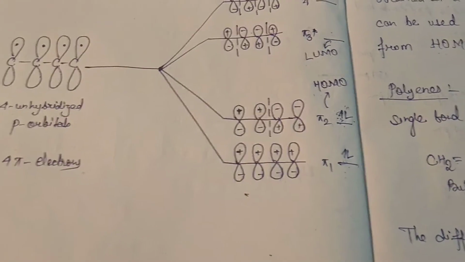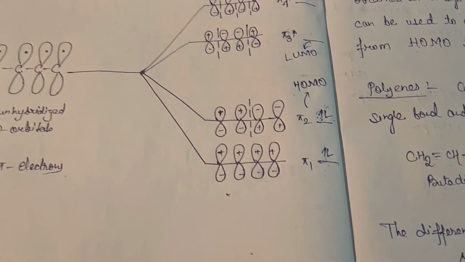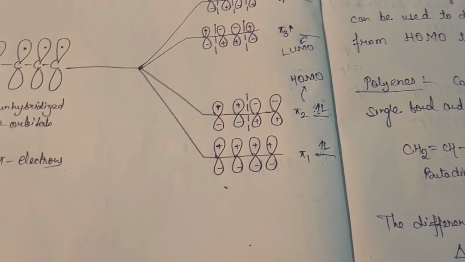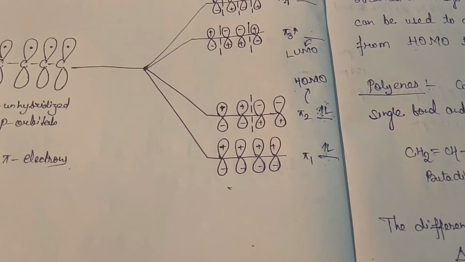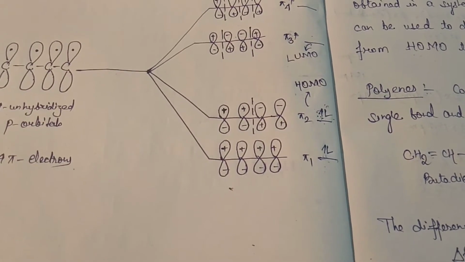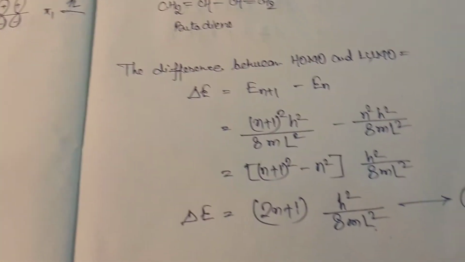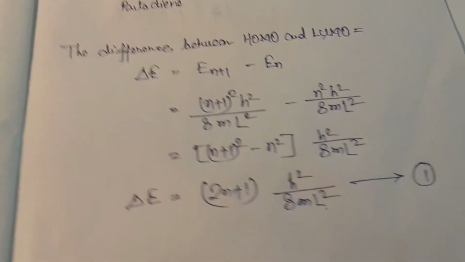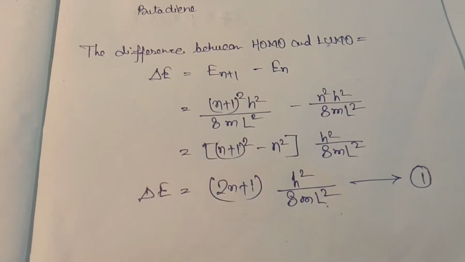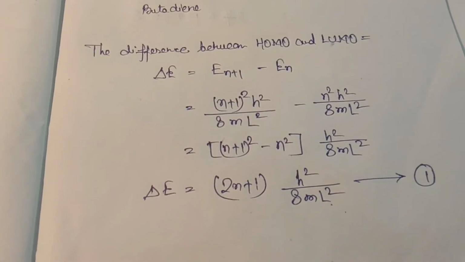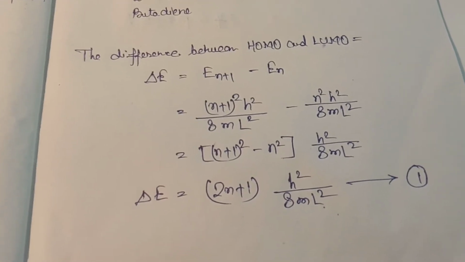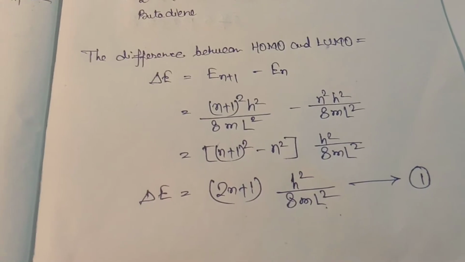As you can see, the transition is occurring from HOMO, and HOMO is the second molecular orbital, that is the second energy level. So the value of n here is 2, because from the second energy level the transition is occurring. And for the value of m, since we are dealing with electrons, the particle is actually the electron. That's why we can place the mass of the electron in place of the mass of the particle. Then we will calculate the length of the box.